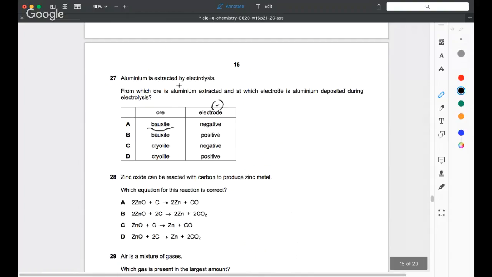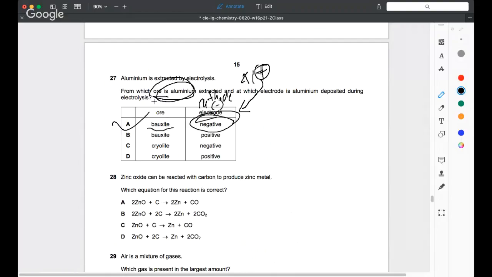Okay, so number 27. Bauxite is an ore for aluminium. It contains aluminium metal. Because aluminium is a positively charged cation, it is attracted to a negative electrode, which is the cathode, because opposite charges attract each other. So bauxite and negative. The right answer is A.